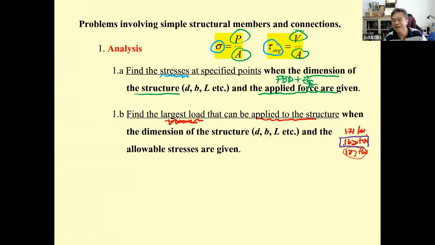Remember, in this kind of problem you determine this 168, and it means the largest load that can be applied to the structure, because the load P acting on that problem will increase from 0, 100, 150, 160, 168, and then the aluminum block fails. When the aluminum block fails, the whole structure is considered failed. In this problem, you just write P equal to sigma times A, and V equal to tau times A, and this is going to be the allowable.